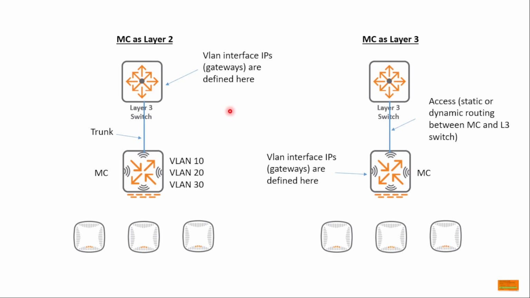In the layer 2 scenario, the mobility controller acts as a layer 2 device, so the layer 3 core switch is responsible for the ARP functionality. In the layer 3 scenario, the mobility controller is responsible for the ARP functionality.